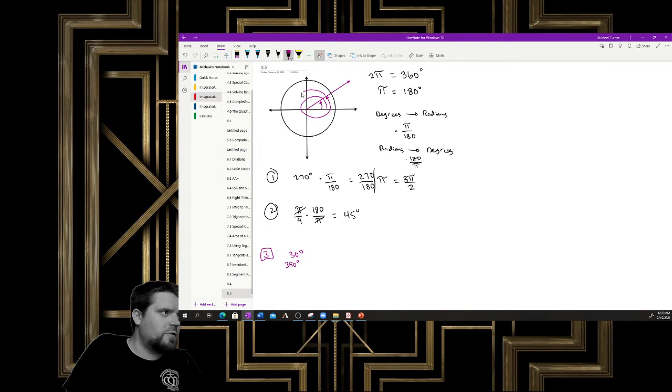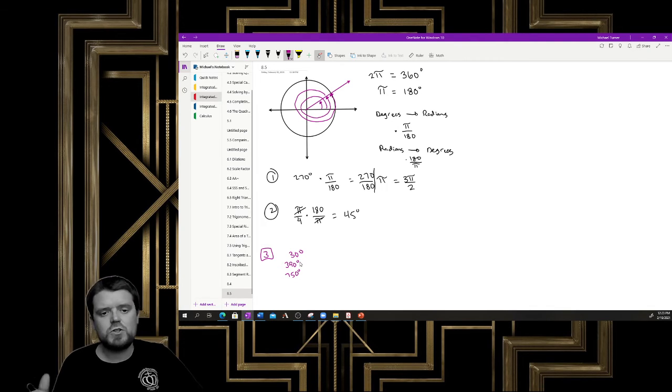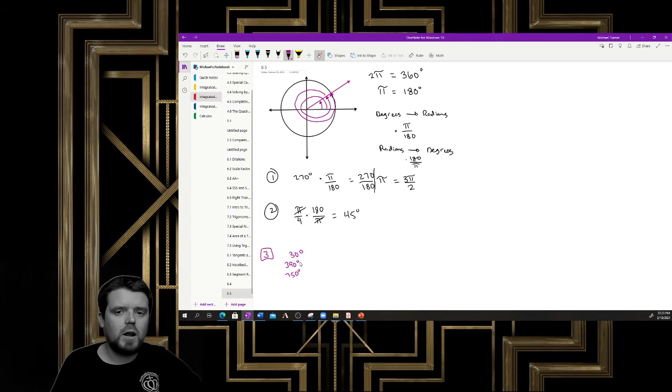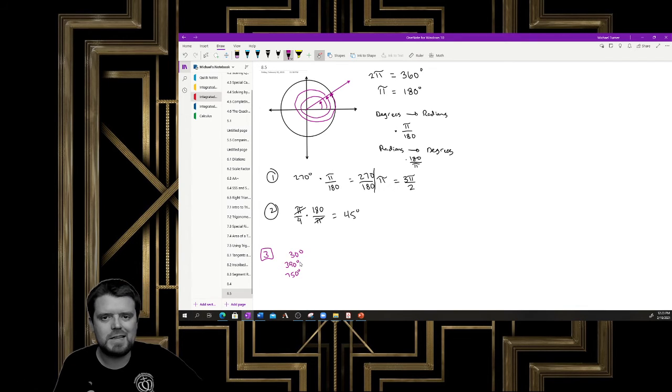And the same would be true if I went around more than once. Let's say I went around twice and then ended up there. That would give me a measurement of 2 go-arounds, so 360 times 2 plus 30, that's 750 degrees. So you can continue to go around and around and around. As long as you end up at the same spot, that's a coterminal angle. Okay, so that's also tacked into this.